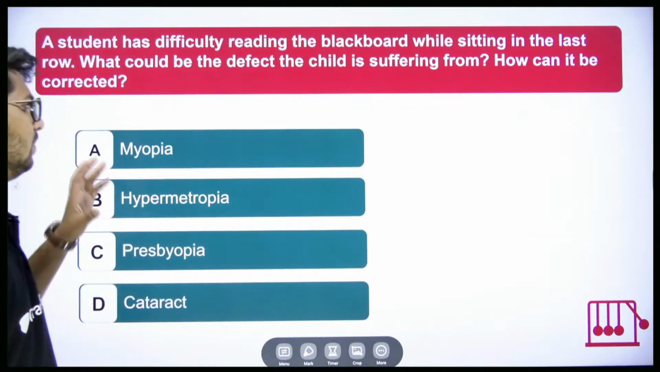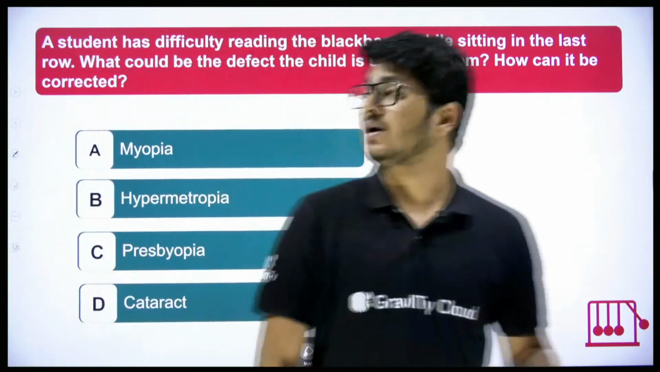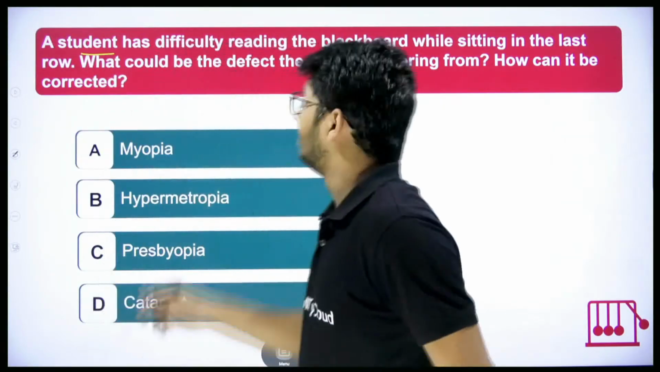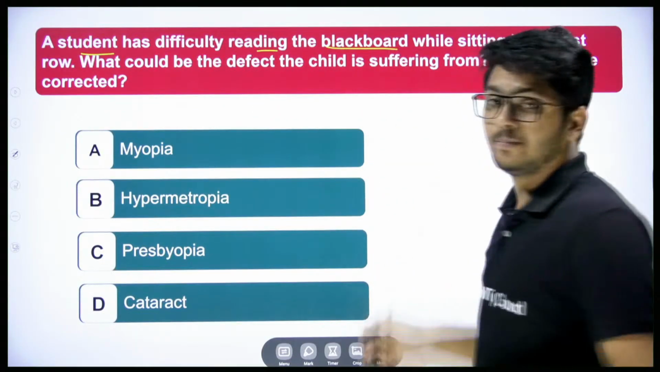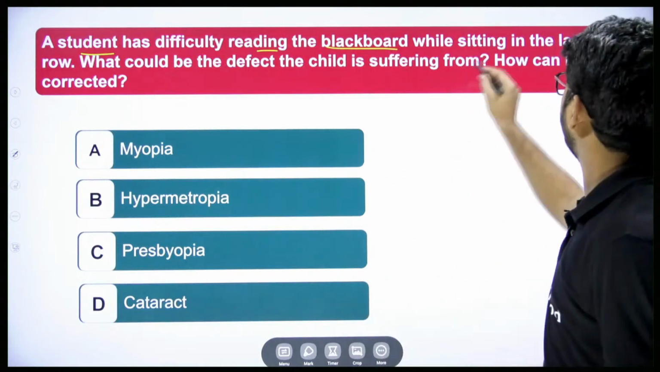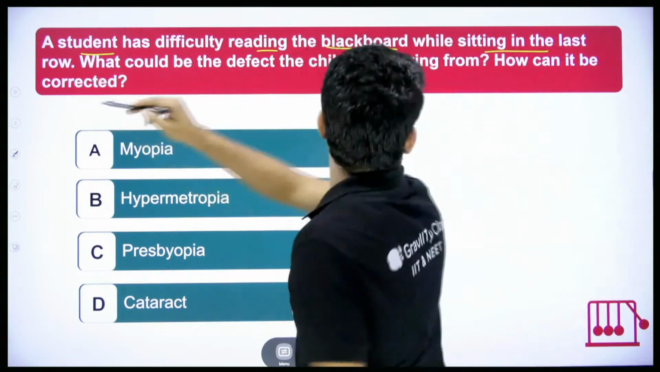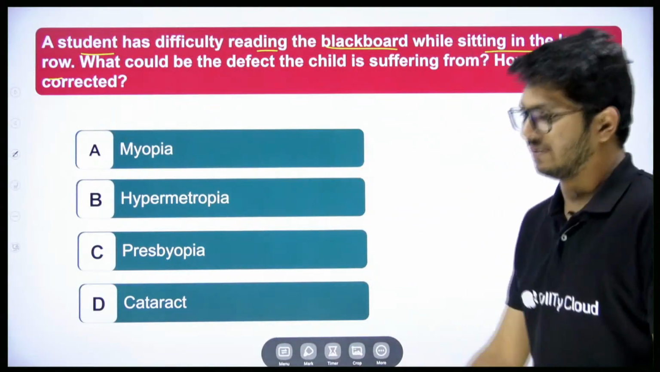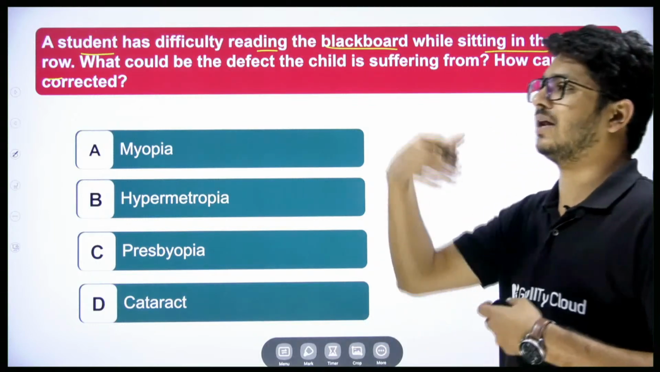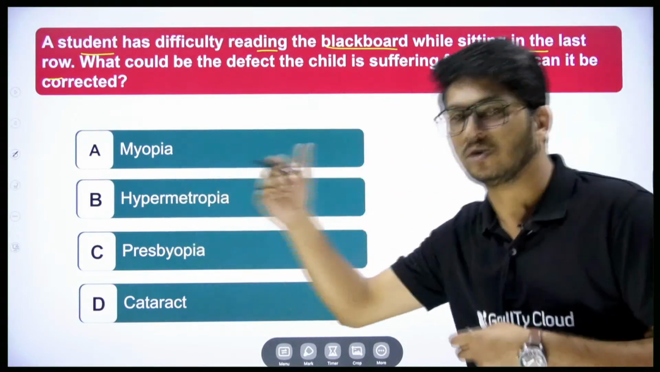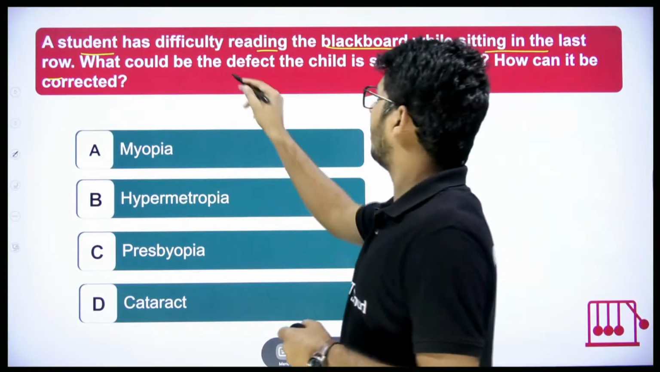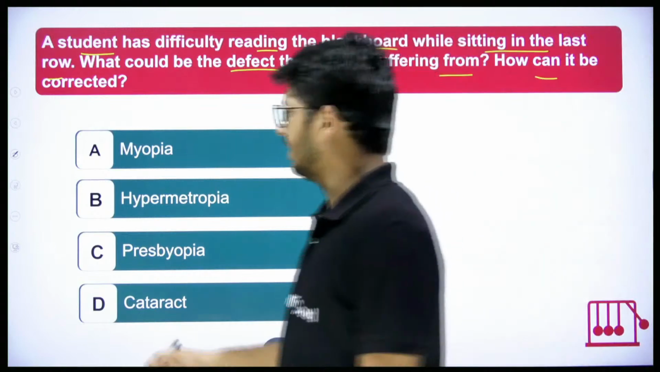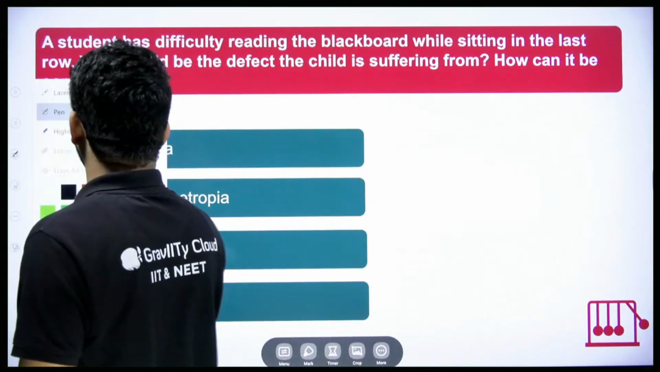Before that, let's go into a simple problem here. A student has difficulty reading the blackboard while sitting in the last row, so in the back bench. He's a backbencher, right? From the back bench, that student is not able to see the blackboard clearly. What could be the defect the child is suffering from? How can it be corrected? Which defect can it be?